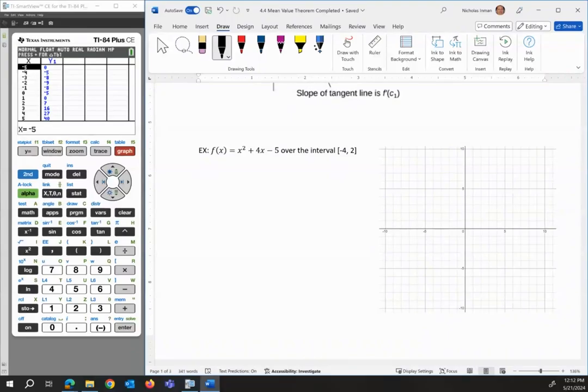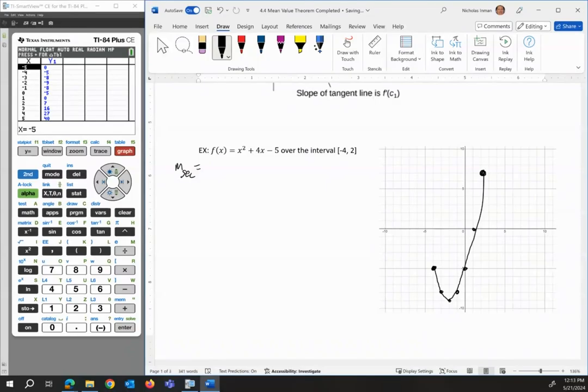-4, -5. I promise I can graph. -3, -8; -2, -9; -1, -8; 0, -5; 1, 0; and 2, 7. All right, that looks better. So we have this function. Now, we are stopping the function. We're not going past those two points. Can you find the slope of the secant line?